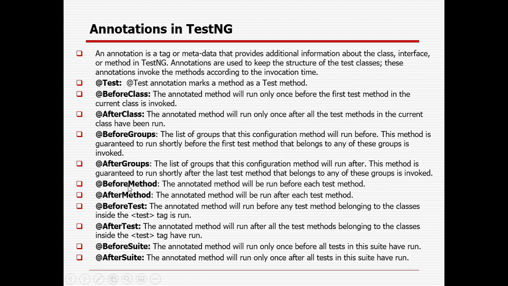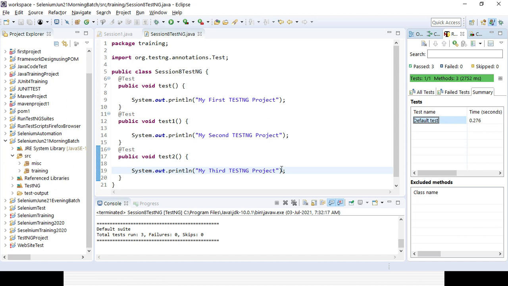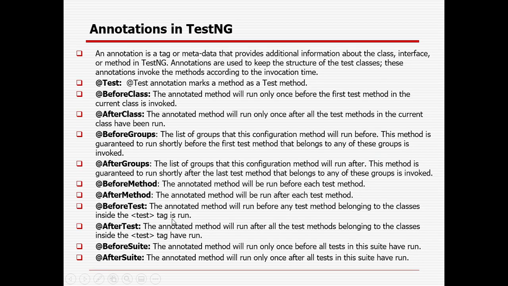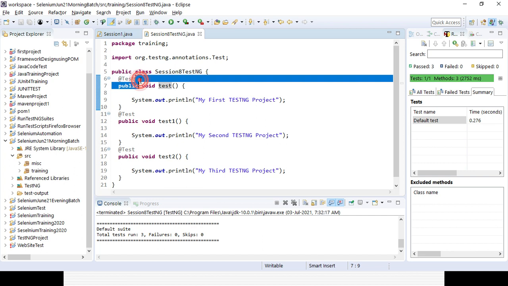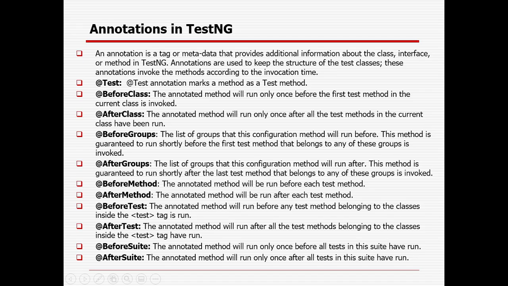Before methods, the annotated method will be run before each test method. So in case you are having 3 methods, it will run 3 times, before each method is invoked. Similarly, after method will run after each method, meaning after test 1, test 2, test 3, whatever method name we are giving. Before test means it depends on how many @Test annotations we are using, so it will run based on that. So before test will run every time and after test will run every time after the test method is run.